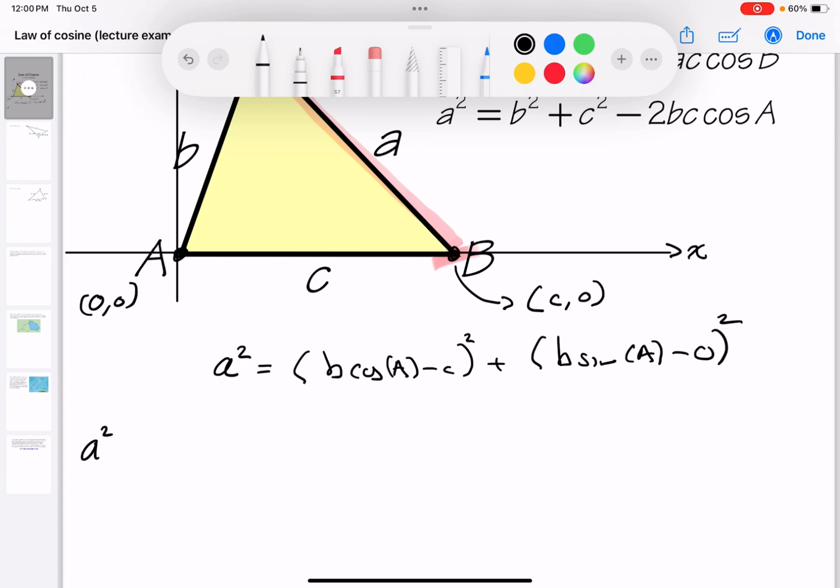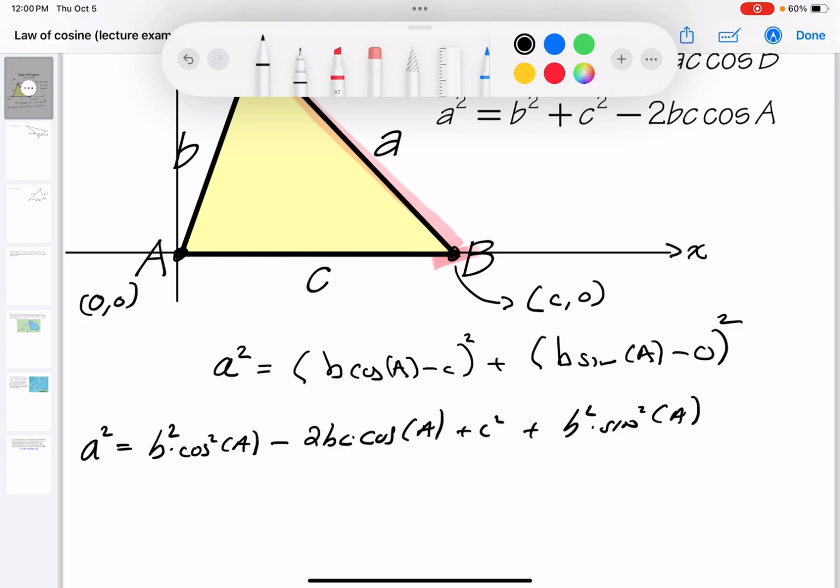Let's go through this. This is a squared. What goes over here? B squared cosine squared of A. Then it's going to be minus 2bc cosine of angle A. Then what do you get? You get plus c squared plus, now this one's pretty simple to do, just b squared sine squared of A. All right? And again, looking at it, I still don't see how that could possibly be that over there.